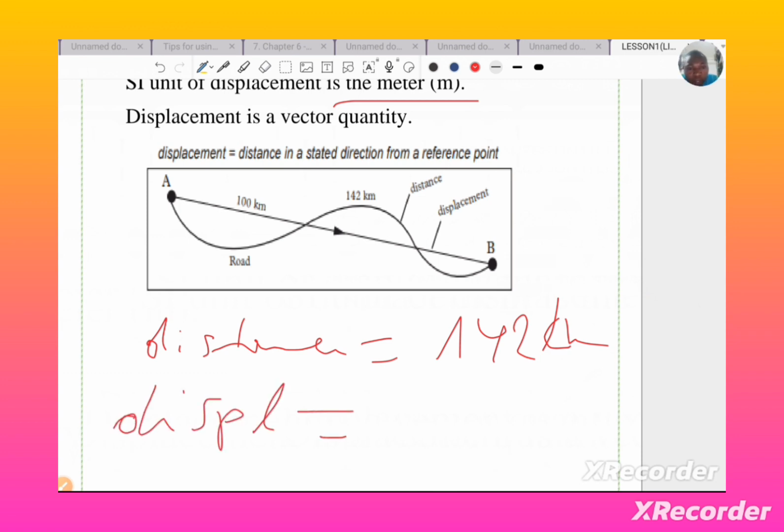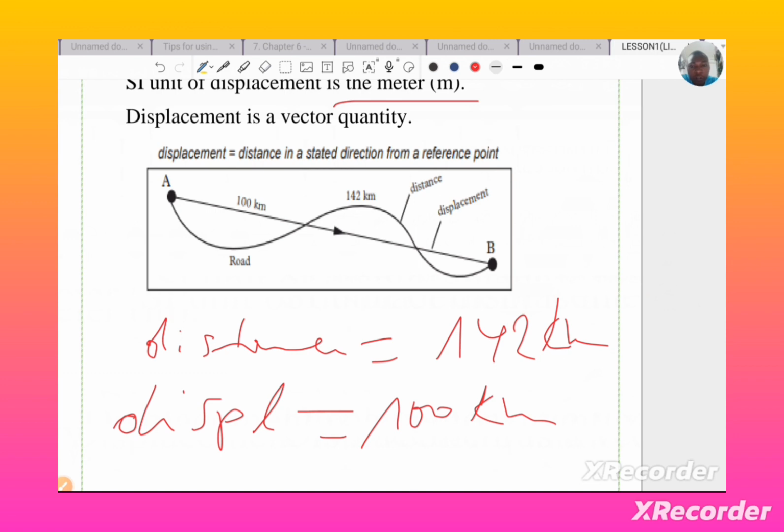While displacement will be the shortest distance between A and B. It is the shortcut from A to B with this direction. It is 100 kilometers. It means that I don't consider the whole path. No, I only consider the shortcut. I draw a straight line from A to B with the arrow to show the direction. This will be the displacement.